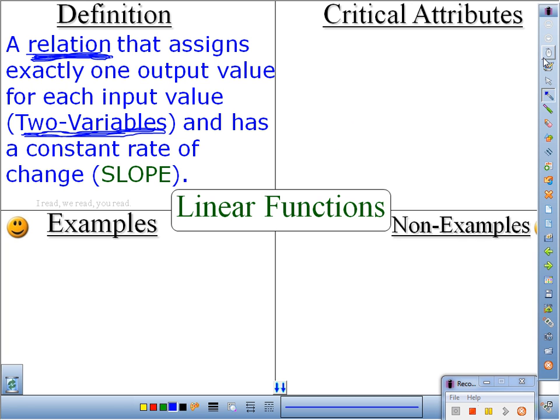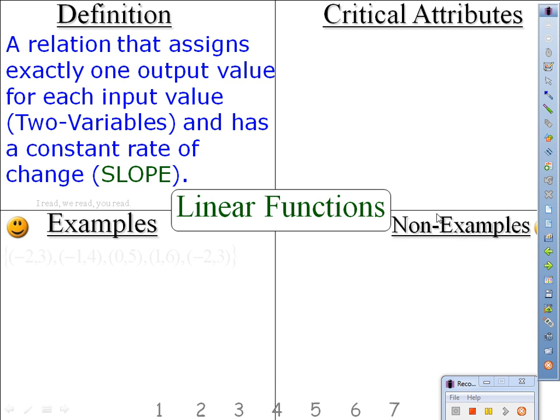So, if I was to give you this example, and you already have it written down, when we first started with relations and functions, I said a relation is a collection of ordered pairs. Do we have a collection of ordered pairs here? Yes. All these are ordered pairs. They're collected in the set. That's a relation.